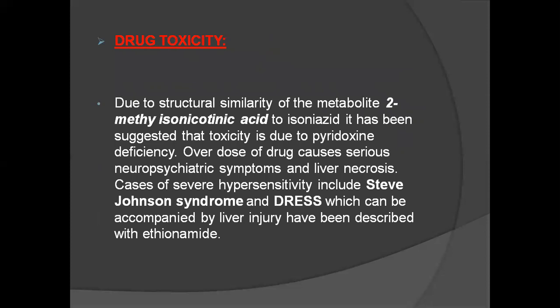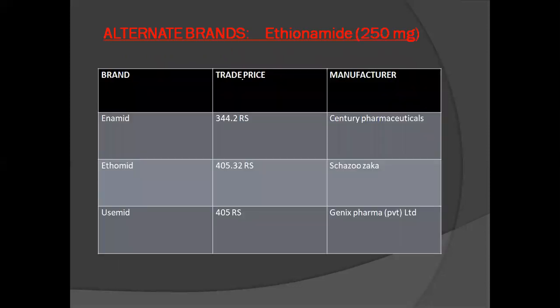What is the drug toxicity? Due to the structural similarity of the metabolite, methyl isonicotinic acid, to isoniazid, it has been suggested that toxicity is due to pyridoxine deficiency. Overdose of the drug causes serious neuropsychiatric symptoms and liver necrosis. Cases of severe hypersensitivity, including Stevens-Johnson syndrome and DRESS, which can be accompanied by liver injury, have been described with ethionamide.